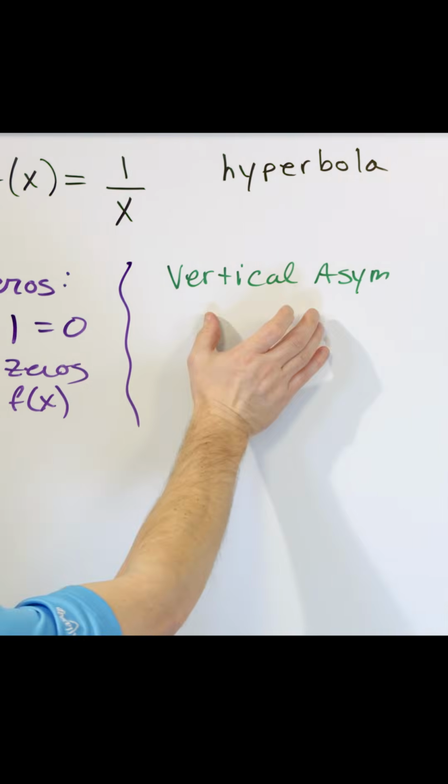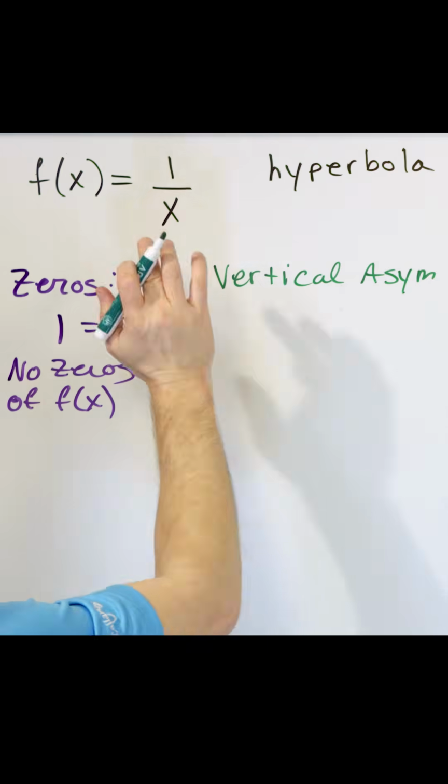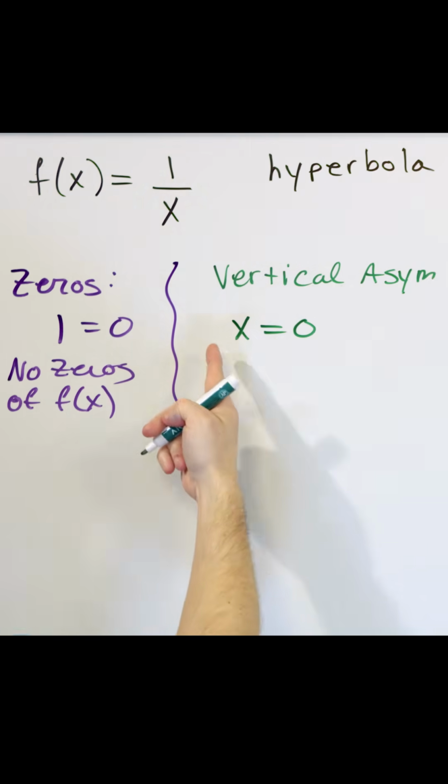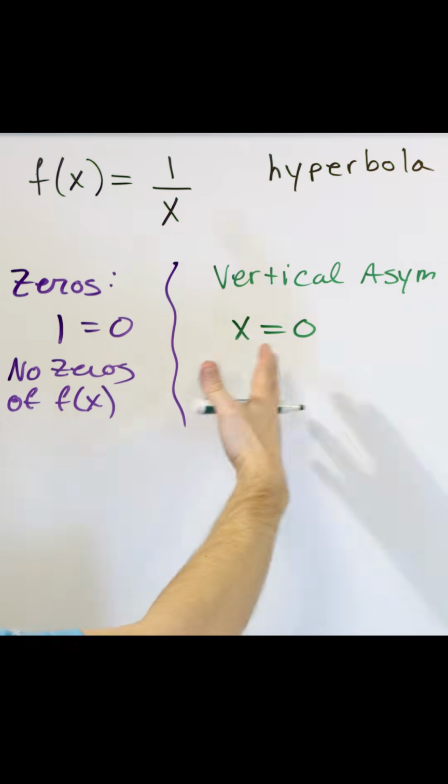So how do we find these vertical asymptotes? We just take the denominator and we set it equal to 0. Now in this case, it was very simple. Once we take the denominator and set it equal to 0, there's nothing left to do.